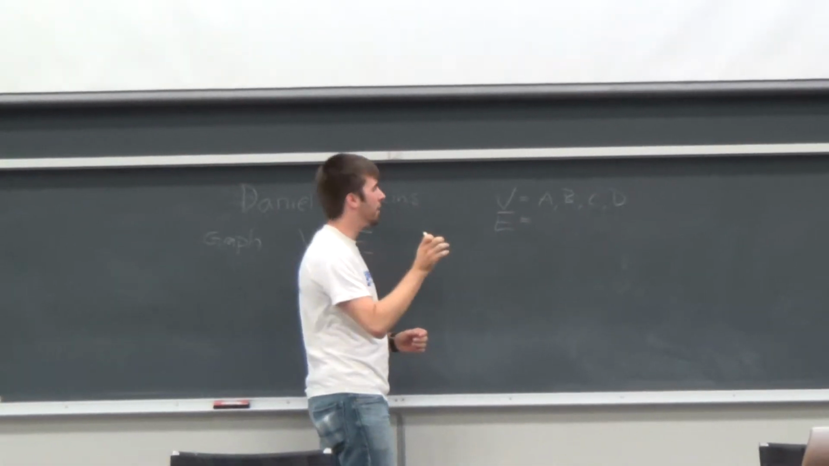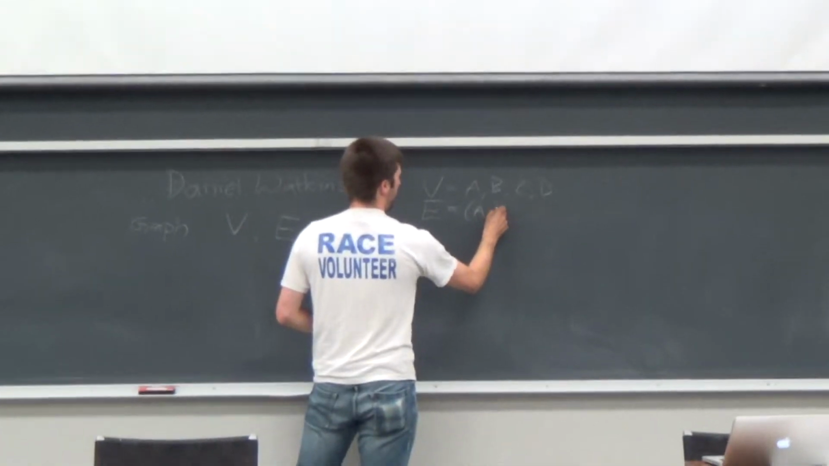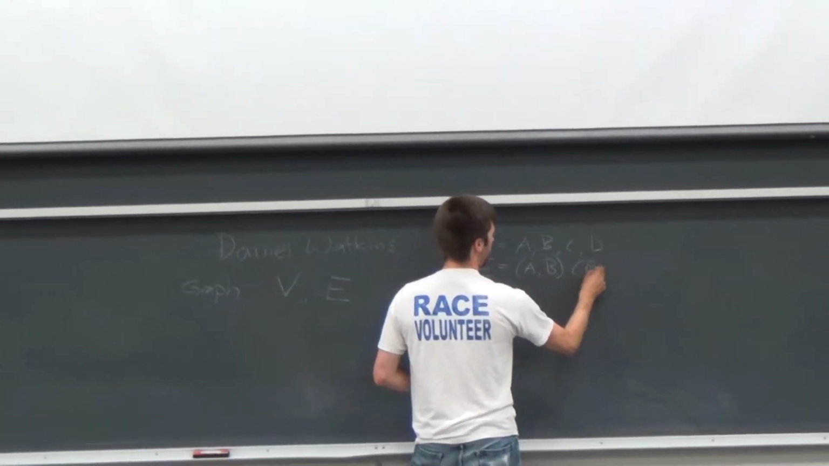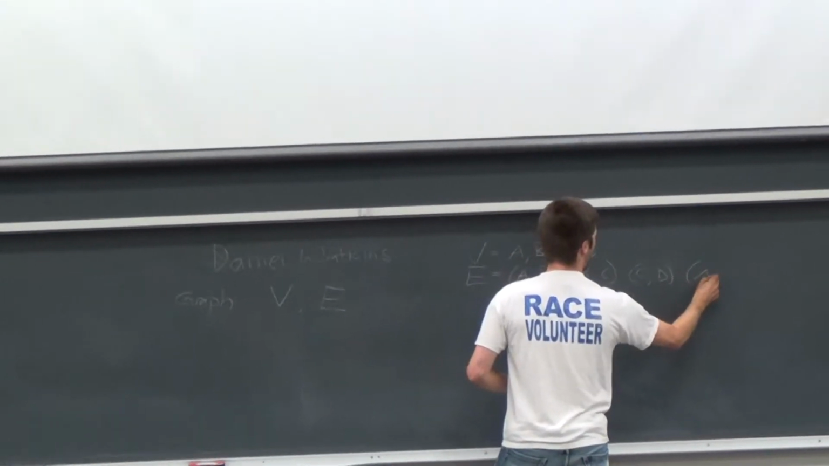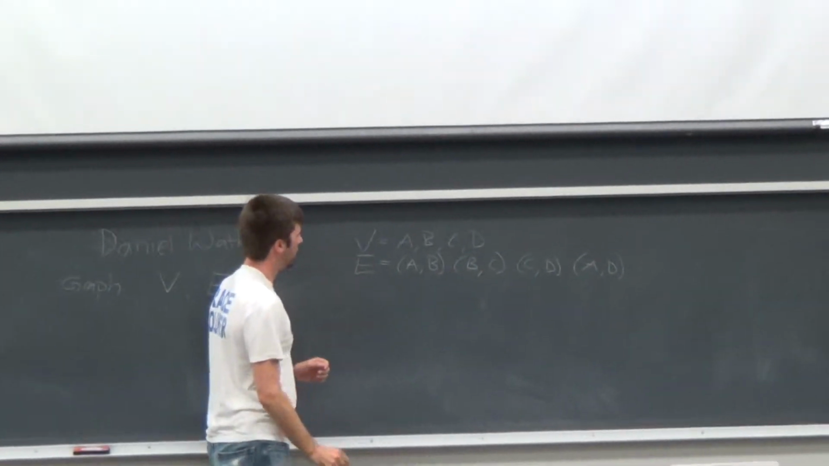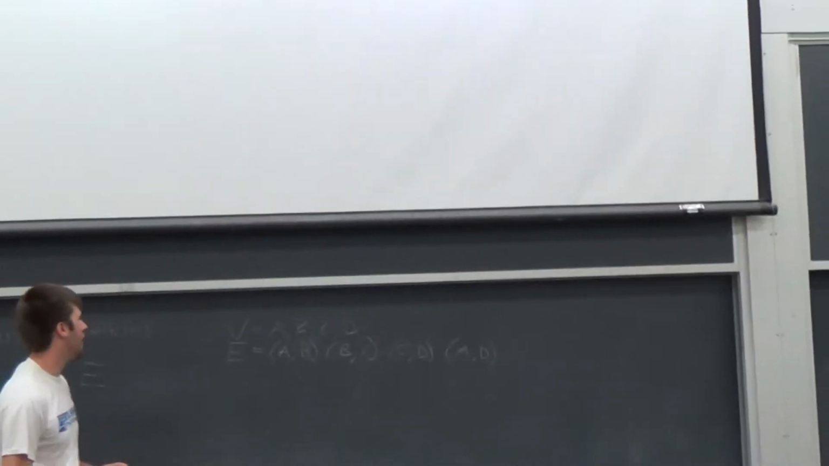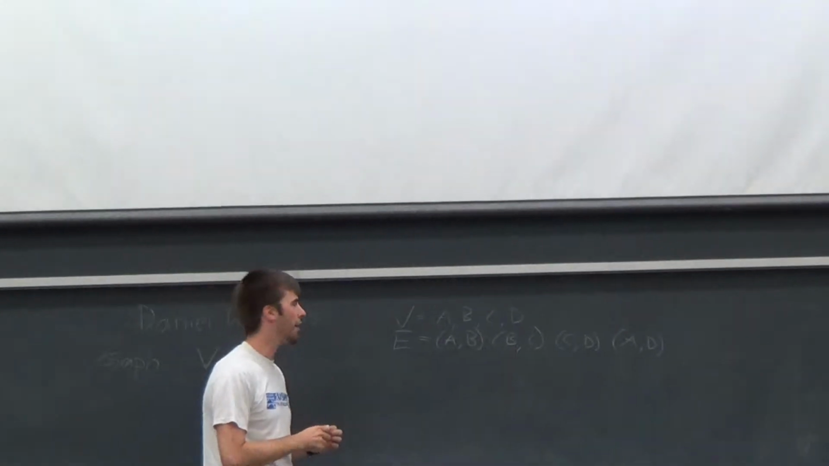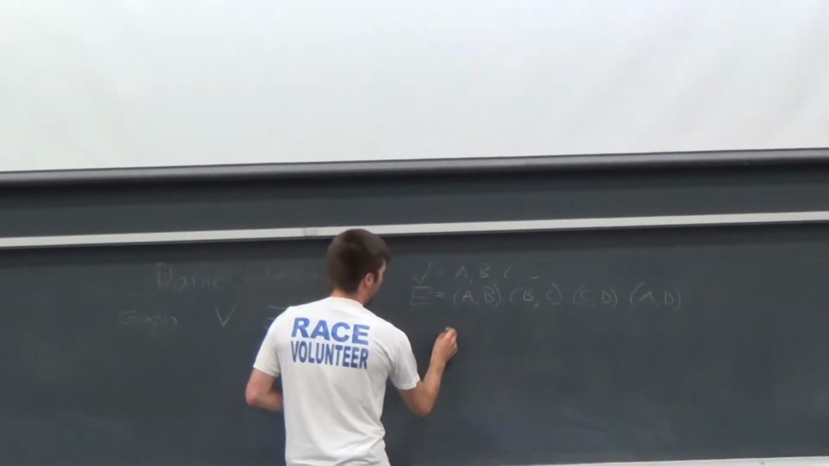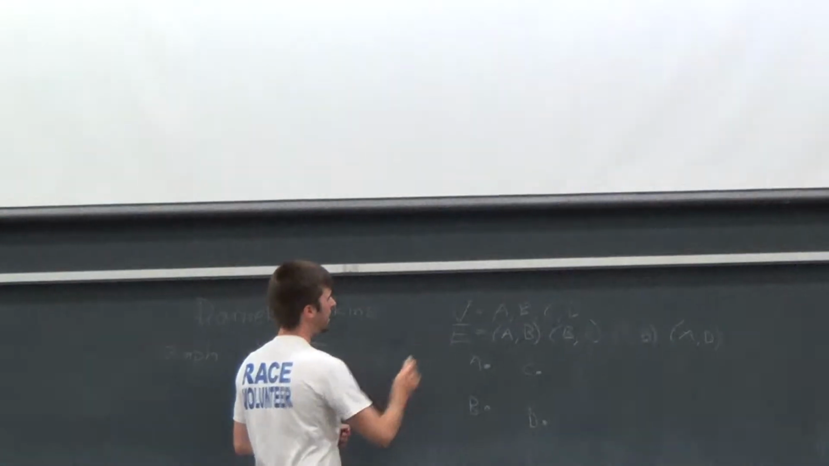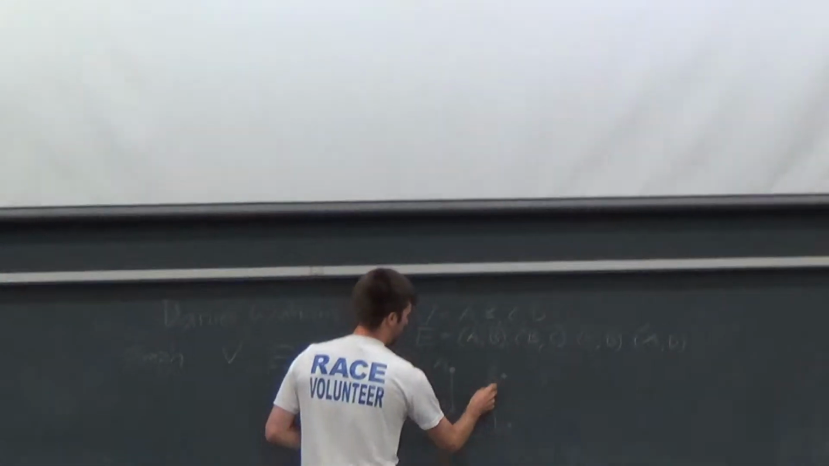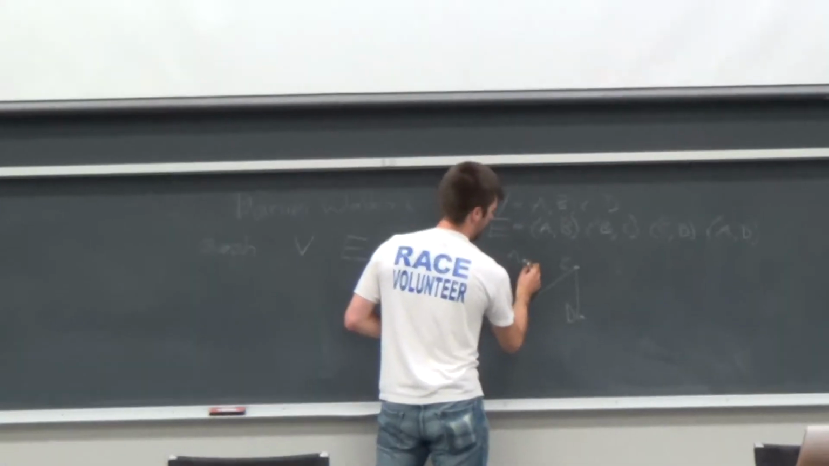Edges are simply pairs of vertices. So we'll make a graph that has these pairs. And the reason for the name graph is because this can be best understood if we represent it graphically. So I'll write out these vertices, A, B, C, and D. And then the set E consists of connections between these points. So we have A to B, B to C, C to D, and A to D.